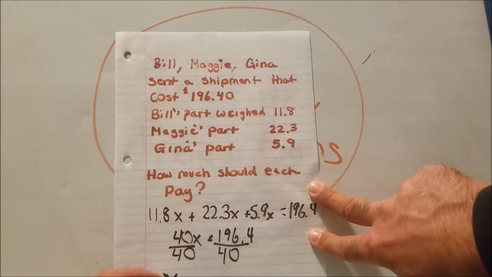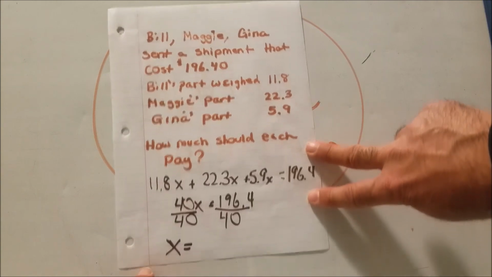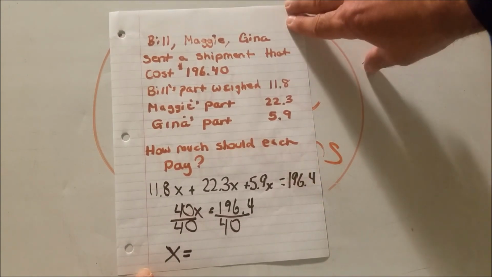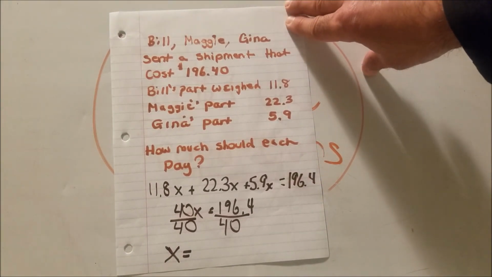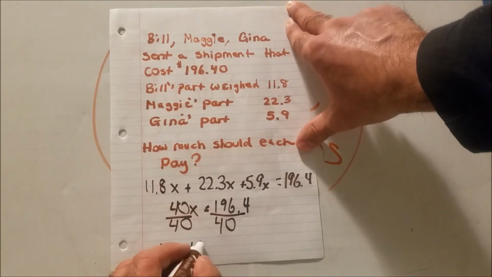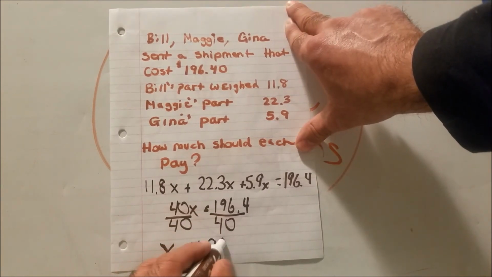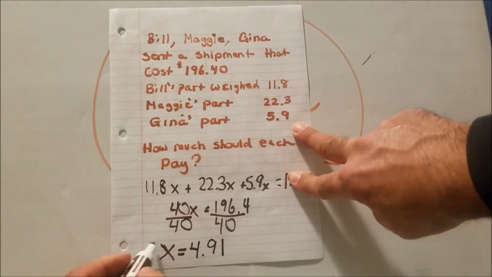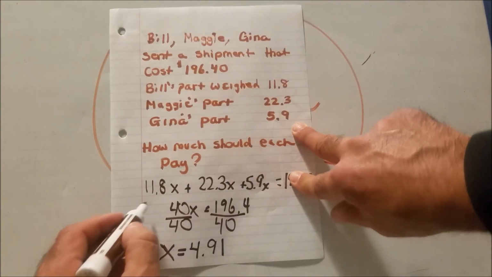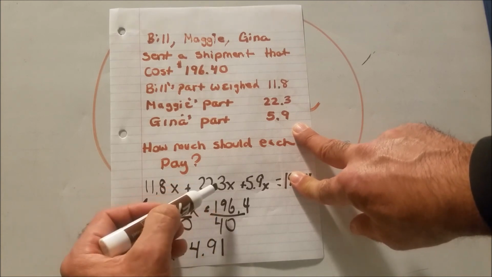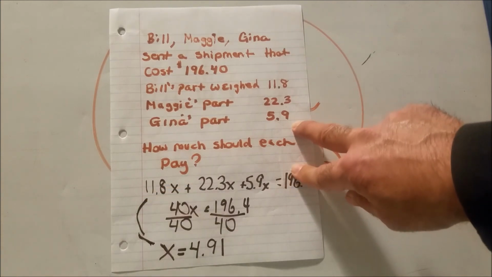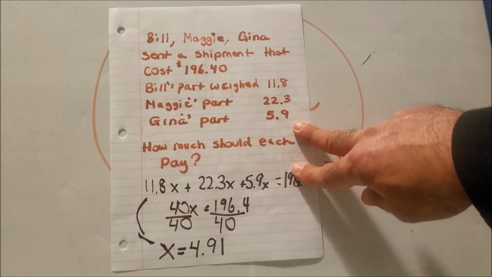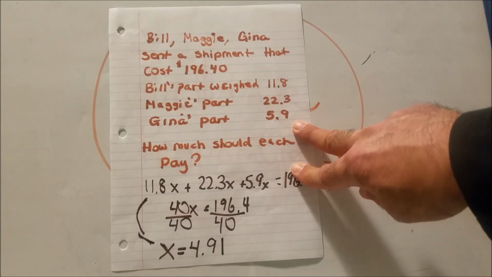All right, and what do you think x equals? So we bring it up again. Right? And if you divide this, you'll get 4.91. That's what each part represents. So what would Bill pay, right here? What would Maggie pay, and what would Gina pay? So basically, we're saying it's $4.91 a pound.